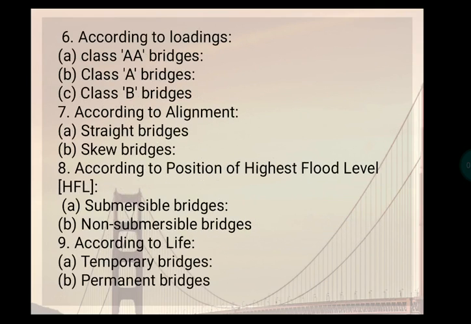Next type is according to loading. Class AA bridge, Class A bridge, Class B bridge. The bridges designed and constructed for IRC classes like AA, A or B loading are known as class loading bridges. So next is according to alignment: straight bridge, skew bridge.